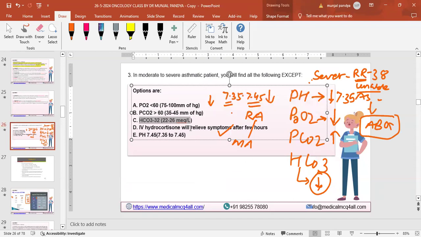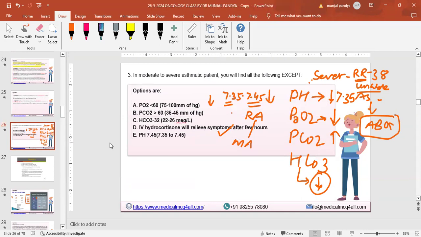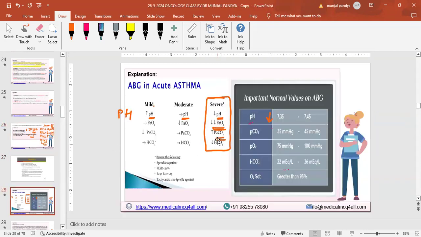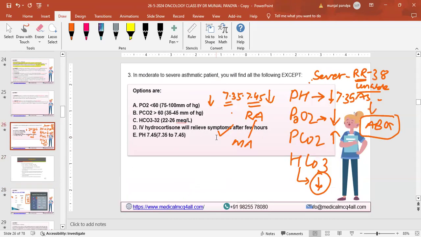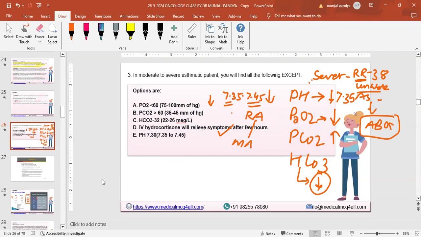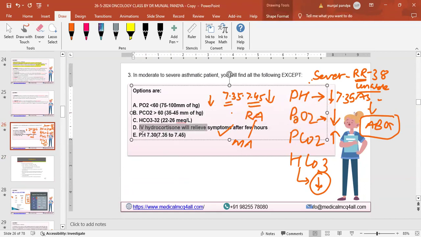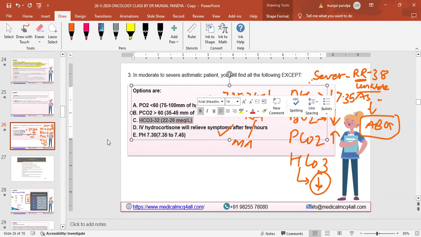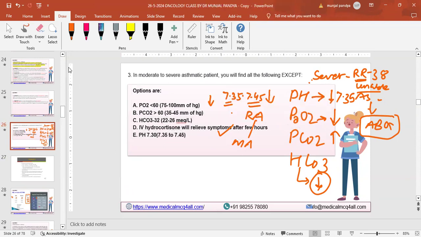So ideally in severe asthma, your HCO3 should be low, which is high here, so that is the answer. The only problem is that by mistake the pH is 7.45; by my sense it should be 7.30 in general. So this sentence would be correct: PO2 is low, PCO2 is high, hydrocortisone will relieve symptoms, there is acidosis, but HCO3 should not be elevated, it should be low, and that is why this is the answer.